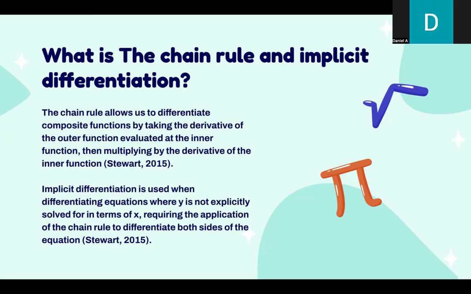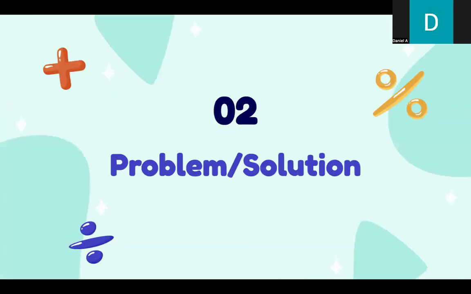So basically, the chain rule is a method for finding the derivative of a function inside of another function by multiplying the derivatives of each. These are my own words. Implicit differentiation is when y is mixed with x in an equation, so you differentiate both sides, treating y as a function of x. Both techniques can help solve more complex derivatives. Now we are going to go over the problem and solution for this project.